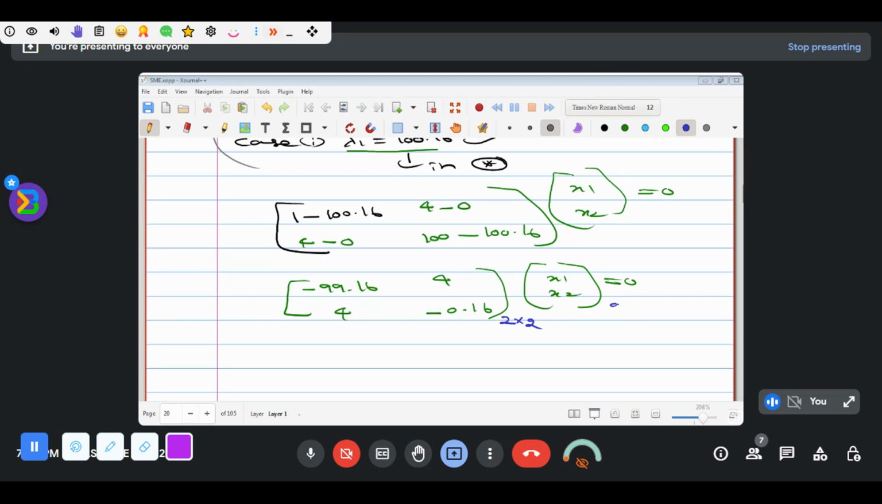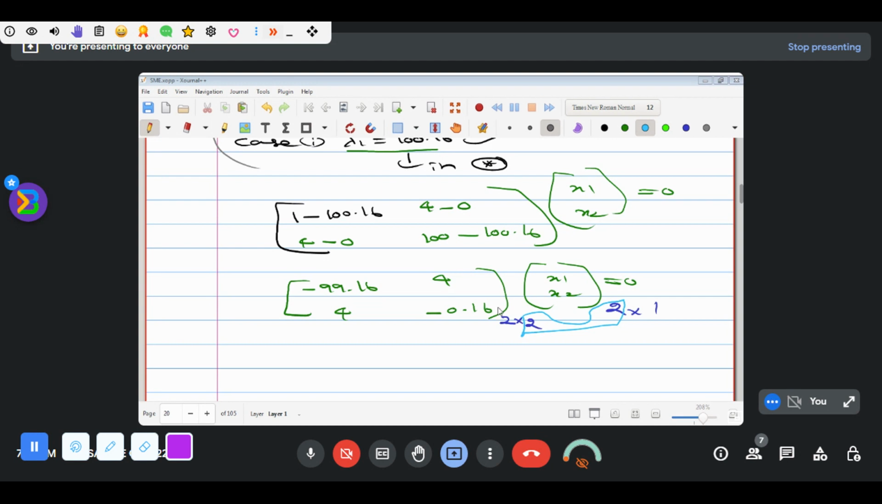2 rows and 1 column only. So what is the matrix multiplication definition? In the first matrix, the number of columns must be equal to the number of rows in the second matrix. If both values are equal, then matrix multiplication is accepted. Otherwise, it is rejected. It's not possible.